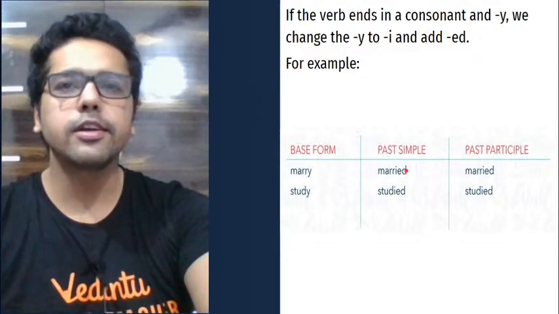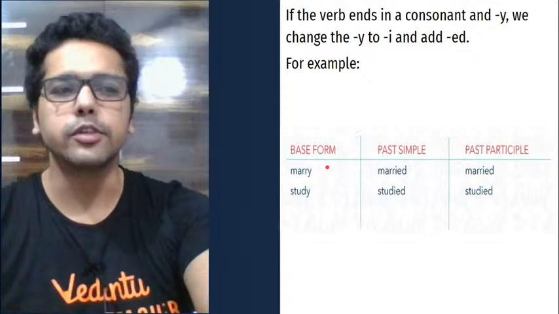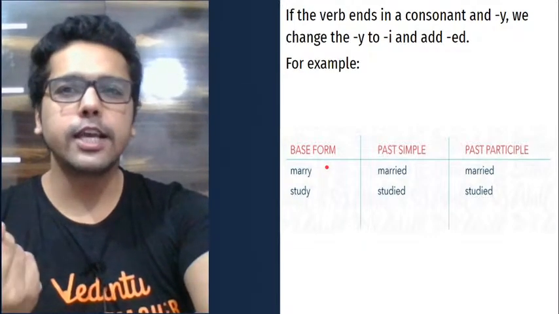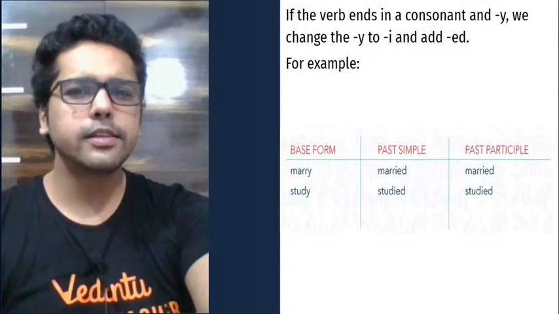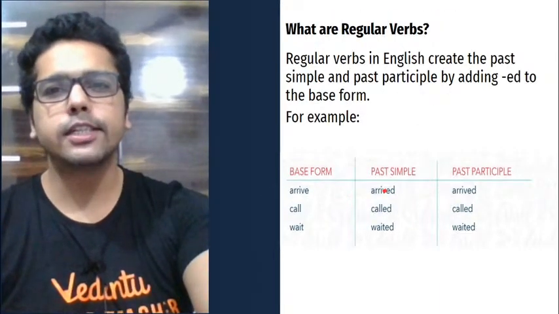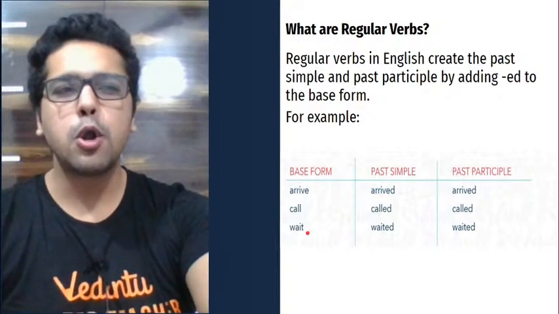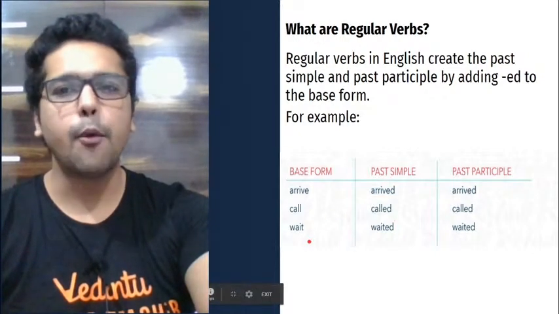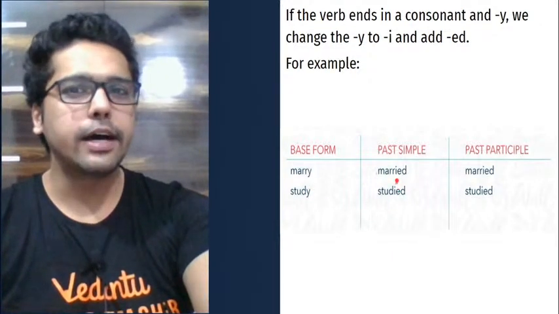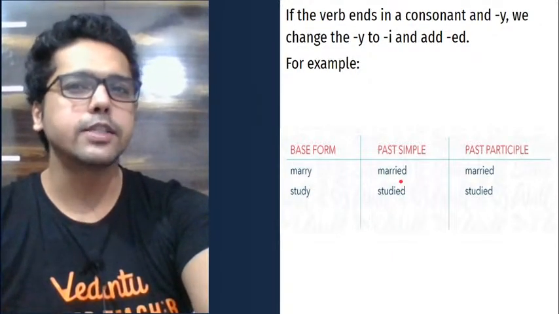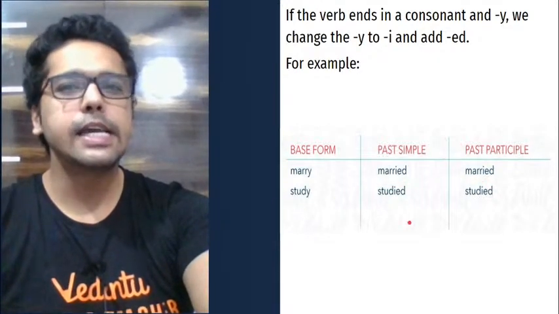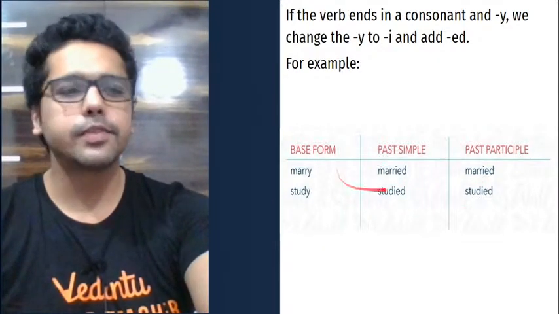Now, some of you must be wondering, why are these called regular verbs? Because they can be changed in a regular pattern. You're changing these words in a very regular pattern, that is ed, simply by adding ed. So arrive becomes arrived. Also, the third form is arrived. Call, called, called. Wait, waited, waited. Then marry, married. Ed or ied, basically. Marry becomes married, married. Study, studied, studied. That's all it is.